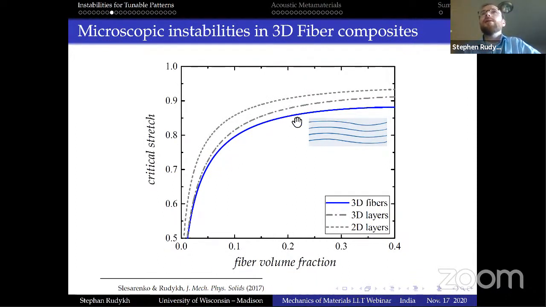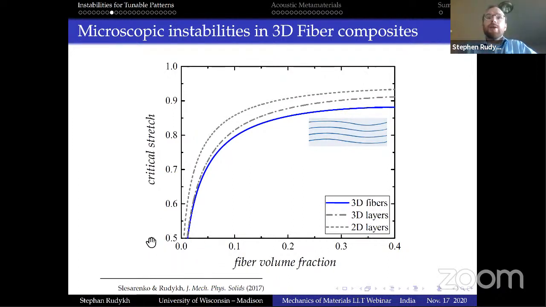So this analysis, the loss of ellipticity analysis, predicts composites to be extremely stable when you have lots of matrix and only a little bit of fibers. And this is, of course, not very realistic.